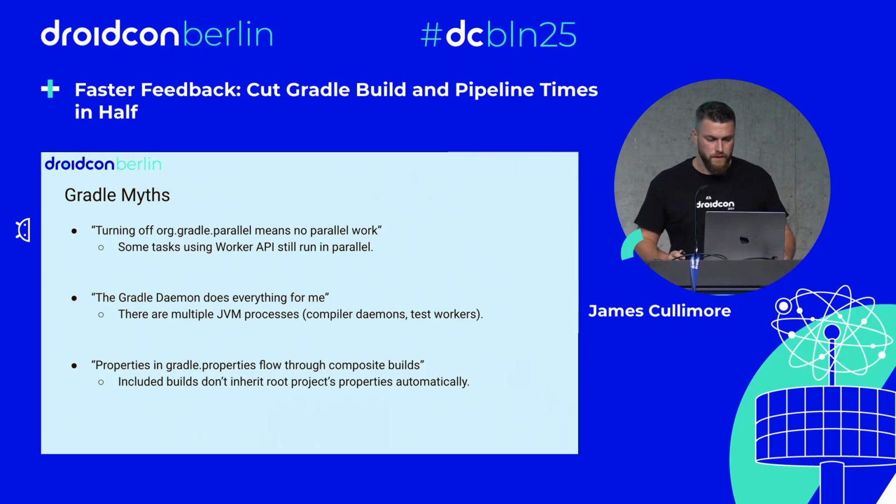The parallel flag myth. You might disable it, but tasks that use the worker API will still run in parallel. So disabling parallel doesn't mean strictly serial execution. This matters when diagnosing build time. Just because your parallel flag is off doesn't mean there won't be parallelism. It's actually the first time I've said that correctly.